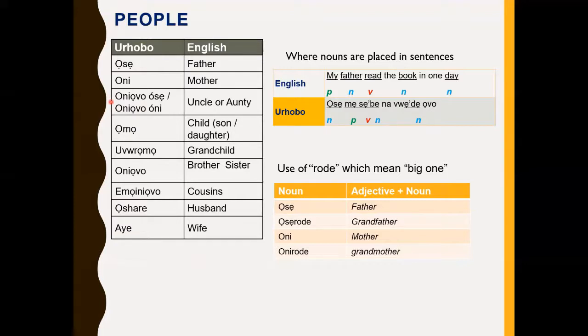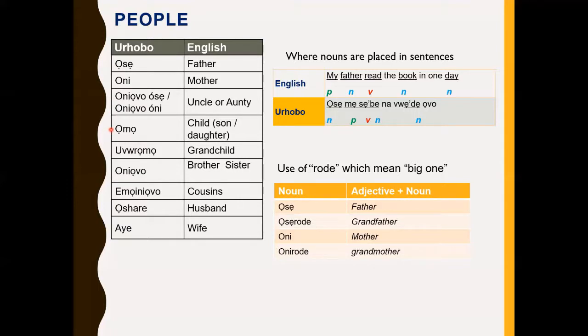Then onyovose, or onyovoni. Onyovose is an uncle or an auntie on your paternal side, on your father's side. Literally, it means father's brother. Similarly, onyovoni, you can guess, means an uncle or an auntie on your maternal side, on your mother's side, mother's brother or sister. Uncle or auntie, we don't differentiate.